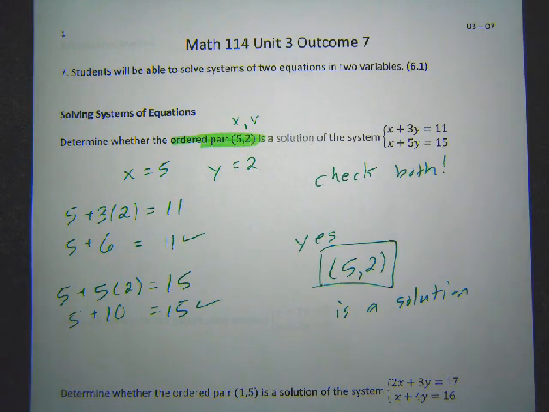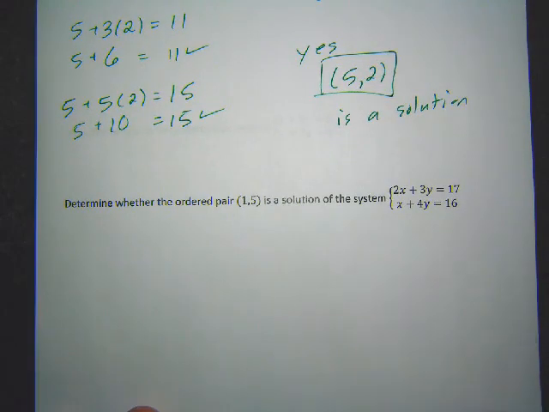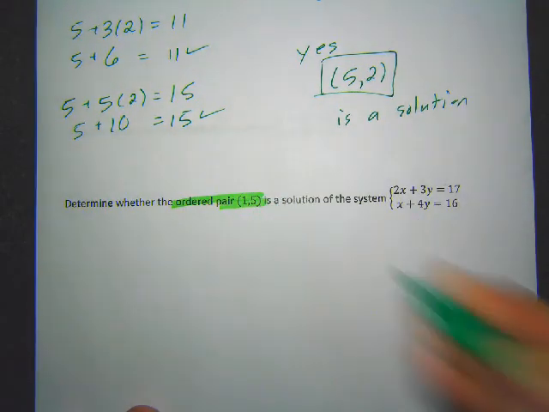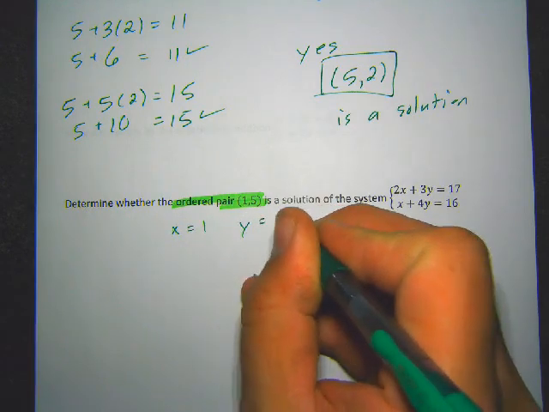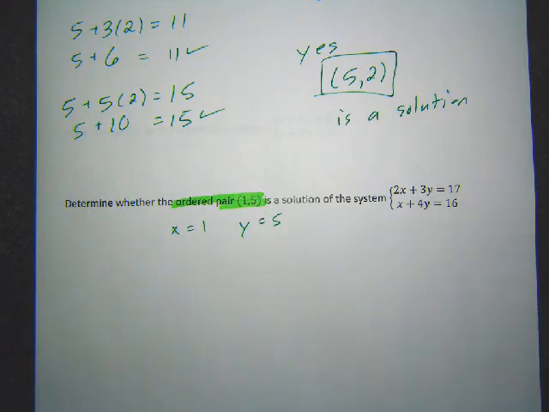That's the idea. If you ever get a problem answer, especially if you're doing a multiple choice question on an exam, you want to make sure that the answer is right. You can go back and plug it in and see if it works. So let's try one more ordered pair. This time they give us 1, 5. So we're thinking x is 1, y is 5. Again, we're going to plug it into both equations and check them both.